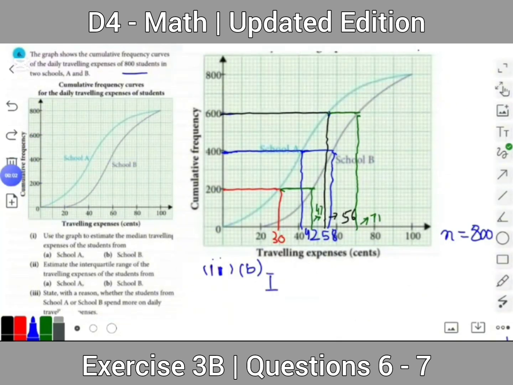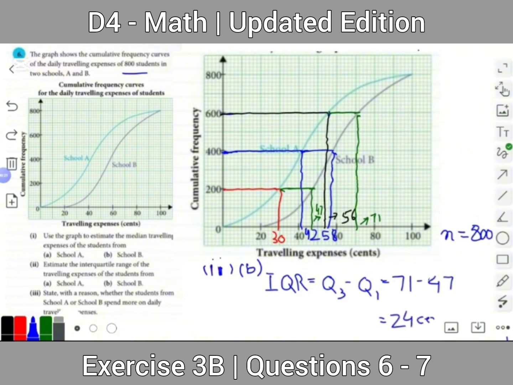The estimated interquartile range of the traveling expense of the students from school B can be found out by Q3 minus Q1, which is equals to 71 minus 47, and it will be equals to 24 cents. So the estimated interquartile range of the traveling expense of the students from school B is equals to 24 cents.